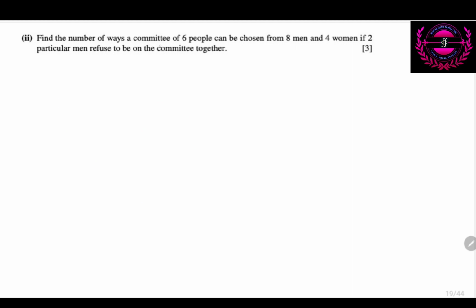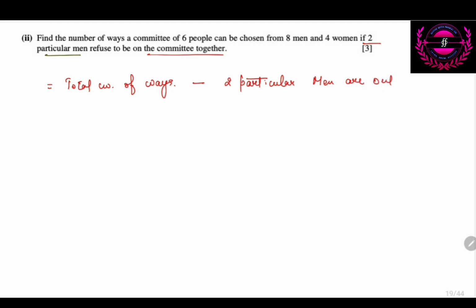Find the number of ways a committee of 6 people can be chosen from 8 men and 4 women if two particular men refuse to be on the committee together. So this can be solved: total number of ways minus the number of ways the 2 particular men are on the committee together.